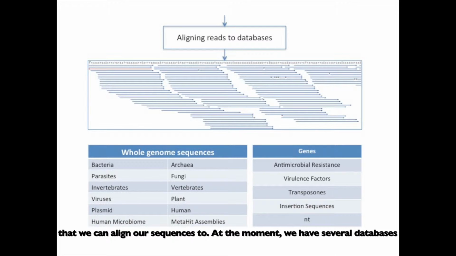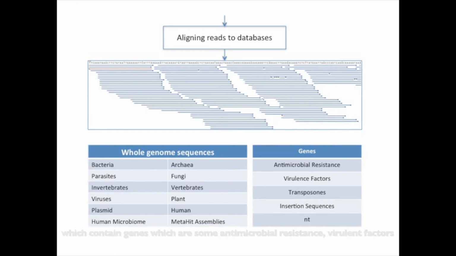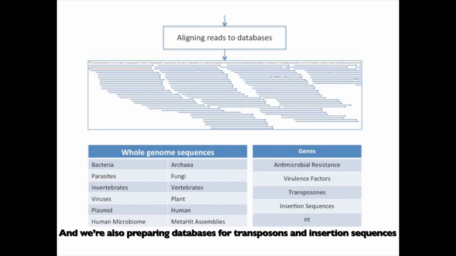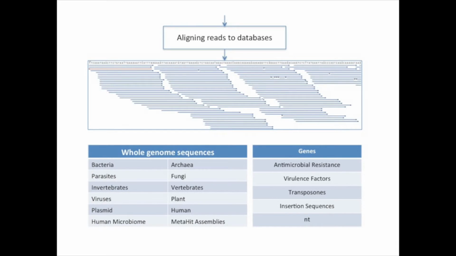several databases for whole genome sequences, which include bacteria, fungi, vertebrates, invertebrates, parasites, viruses, plasmids, human, and also we have some databases which contain genes, which is antimicrobial resistance, virulence factors, and we're also preparing databases for transposons and insertion sequences. Also, it's available to align your sequences against the nucleotide database available from NCBI.